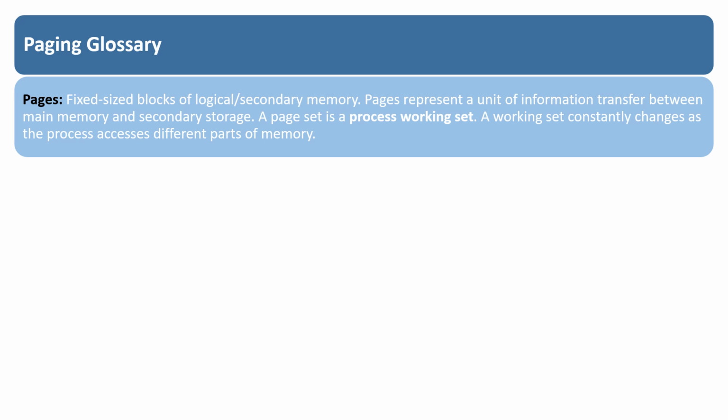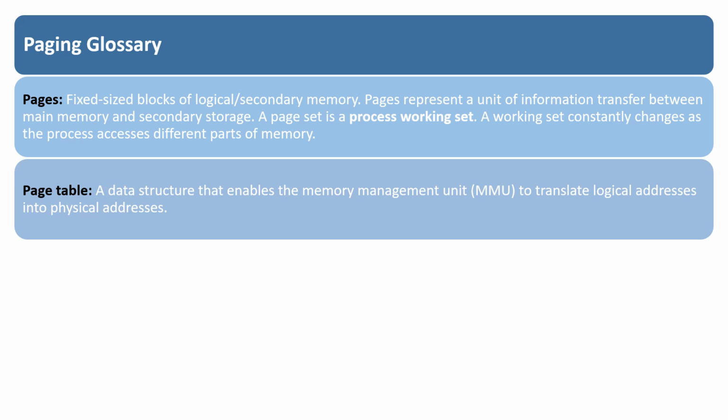A page set is a process's working set, and a working set constantly changes as the process accesses different parts of memory. And what is a page table? It's a data structure that enables the memory management unit to translate the logical address into the physical address. And we have a separate video on logical and physical addresses. You can check that also.